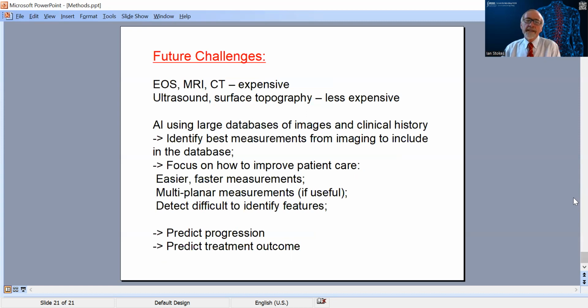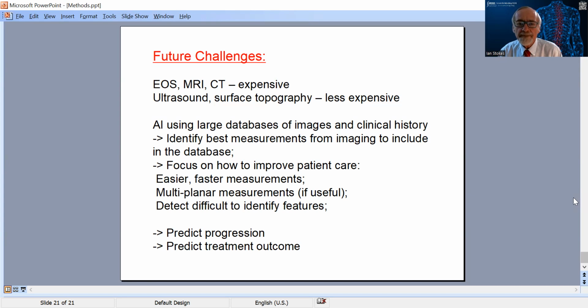So what about the future challenges? It would be good to make use of these innovative techniques, imaging methods, MRI, CT, but they are expensive. So should we go back to the roots of IRSSD and focus on ultrasound and surface topography, which are less expensive, involve no ionizing radiation, and where portability is an advantage too?